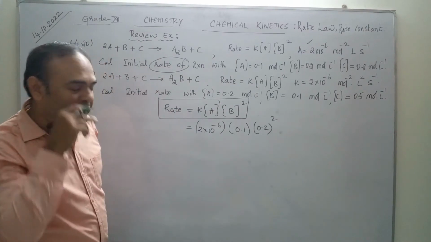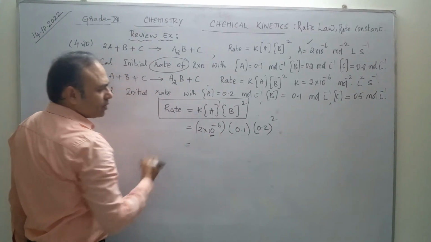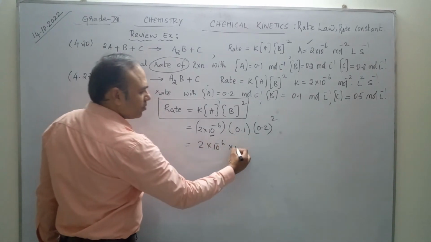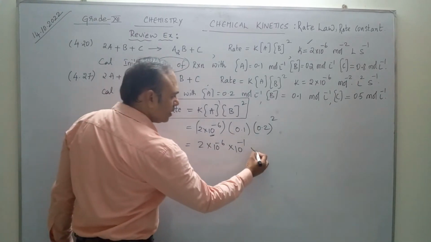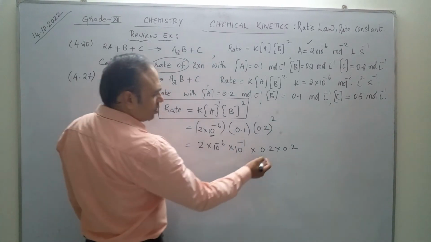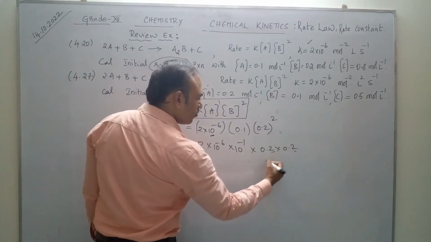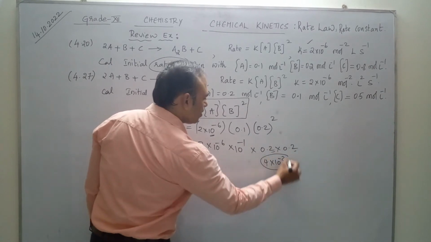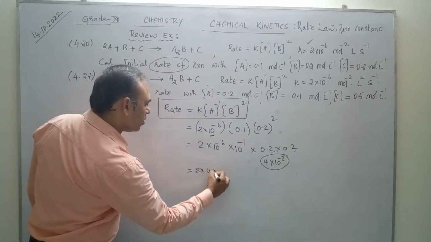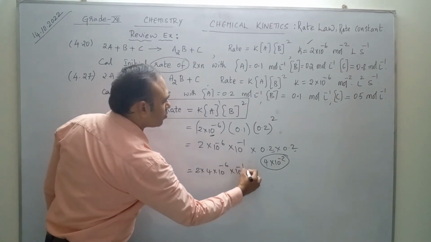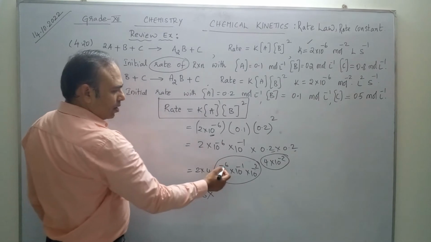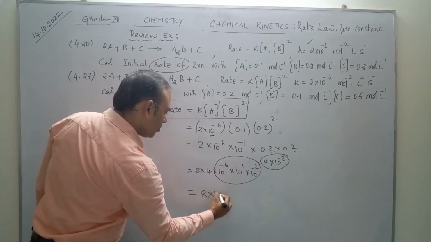0.2 whole square. Now that is equal to, keep 10 to the power minus 6 as such and write 2 into 10 to the power minus 6 into 0.1, we can write 10 to the power of minus 1, into 0.2 into 0.2. So we can also write it as 2 into 2, 4 into 10 to the power of minus 2. So simple calculation only. Finally what we will get is 2 into 4 into 10 power minus 6 into 10 power minus 1 into 10 to the power of minus 2. Whole thing will become 10 to the power of minus 9.